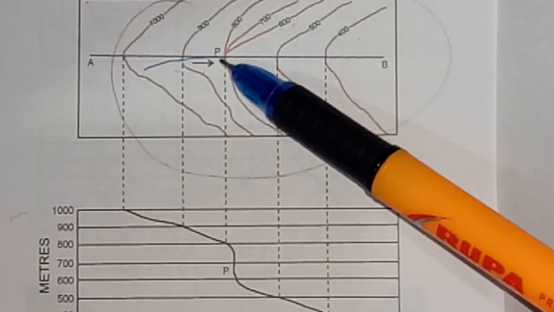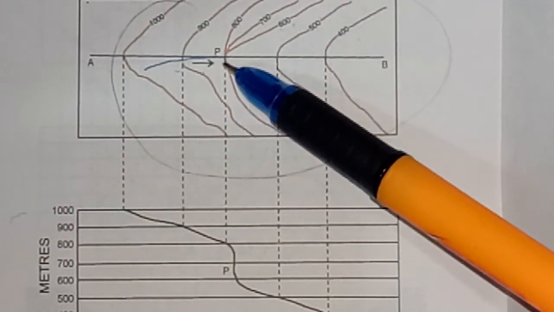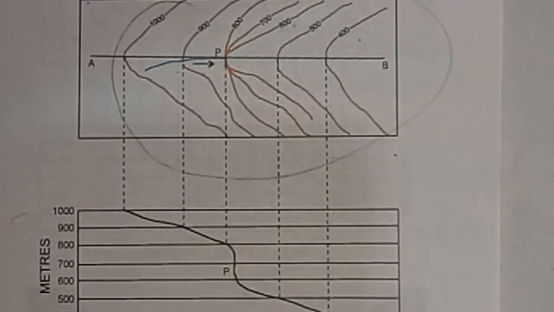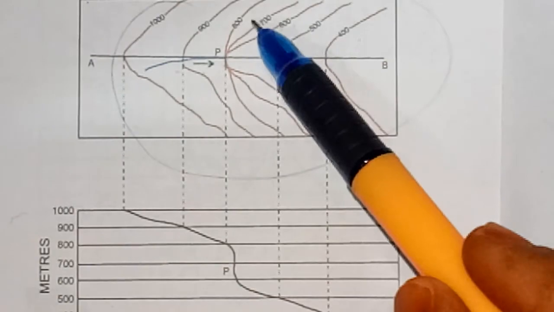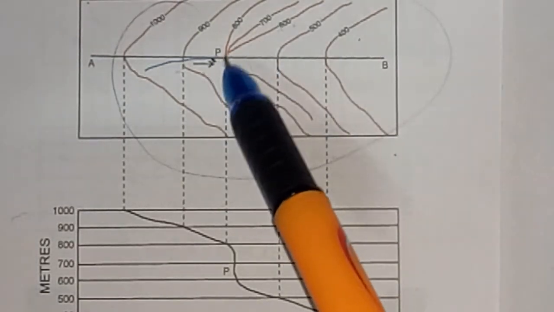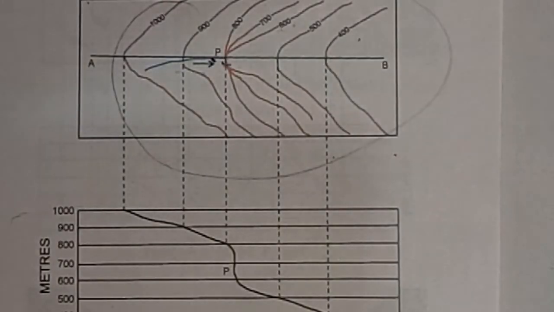Look here, as I told you earlier about this point P. Three contours are seen merging. 600, 700, 800, they are merging here. Three contours are seen merging into one while crossing the river. This indicates a sudden fall of water at location P. So this location P shows us that a waterfall is there.